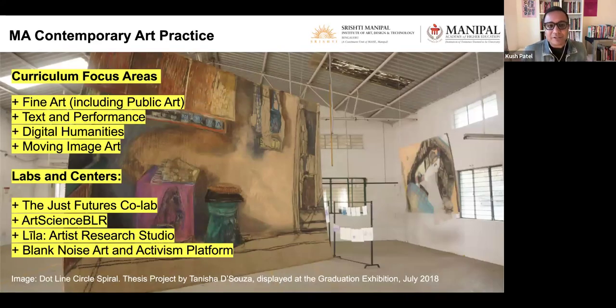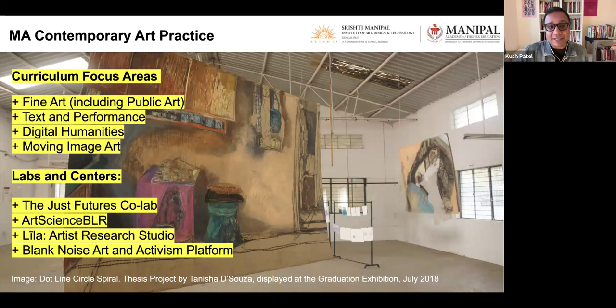So as I mentioned, the curriculum focus areas include fine art, which includes public art, social art, text and performance, digital humanities, which is thinking with technology, but thinking about digital arts and ways of creative digital storytelling, community archiving, and then moving image art. These are the four modes in which artistic practices will be fostered. Students get a foundation across each of these four modes in the first year. And in the second year, they do a deep dive and pick up an area or two of personal interest as a way to enhance those intersections much more specifically.